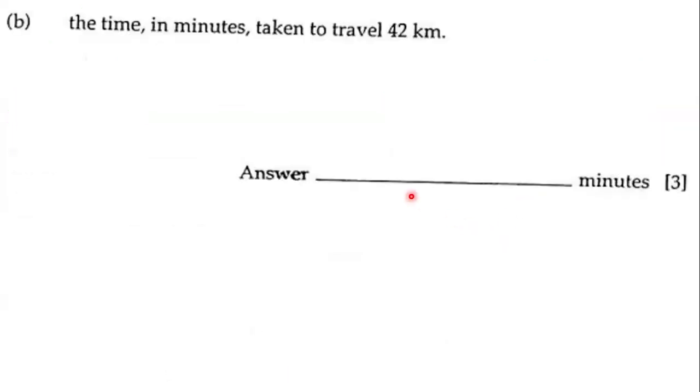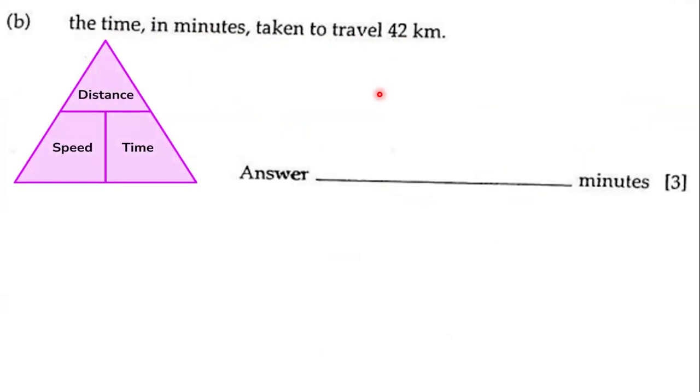The next question states that they want us to determine the time in minutes taken to travel 42 kilometers. They want us to determine the time. Now, notice here we have a speed, distance, time triangle. If we want to figure out the time, what we need to do is take the distance and divide that by the speed.